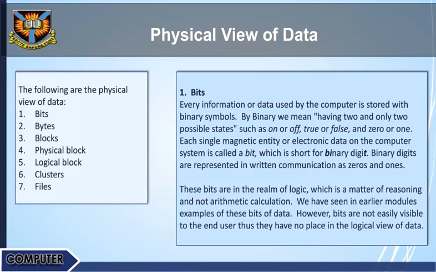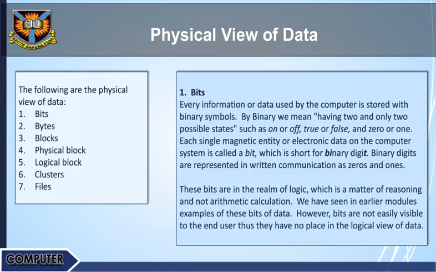Physical view of data. The following are the physical view of data: 1. Bit, 2. Byte, 3. Blocks, 4. Physical block, 5. Logical block, 6. Clusters, 7. Files. 1. Bits.